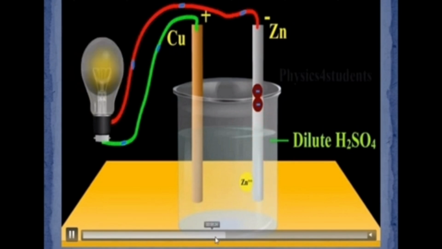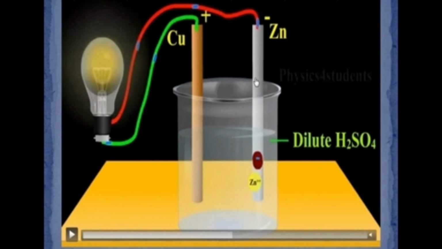Here the zinc rod produces 2 protons and 2 electrons. We can take that example. The 2 electrons flow through this wire, and the 2 protons are emitted from the zinc rod, pass through the electrolyte and are attracted by the copper rod. So the zinc rod becomes negatively charged, and the copper rod acquires the zinc Zn++ ions.